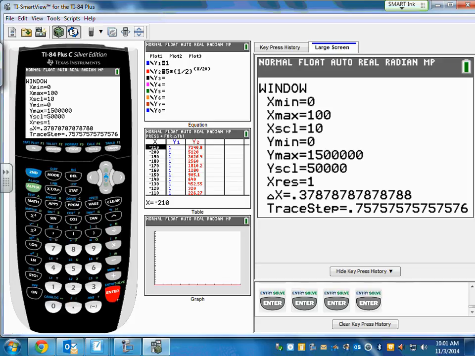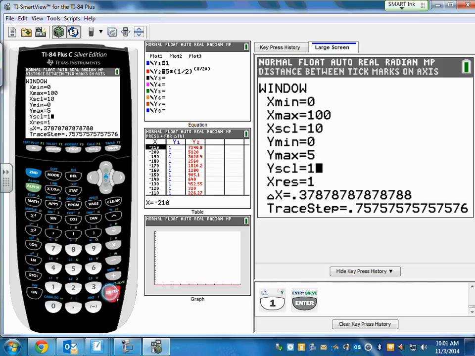But my Y max, I just want to know when it equals 1. So I don't need a million anymore. I'm just going to make it go to 5, since that's where it started. And I'm going to make it go by 1s. Alright, so you have to make sure that it makes sense to you what you're putting there. It kind of shows, do you understand what x represents in the problem and what y represents in the problem. And then I'm going to hit graph.